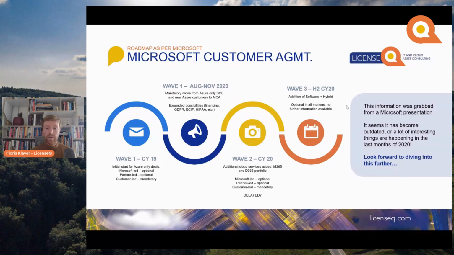This has not happened yet, with the small distinction that for the CSP model, the entire CSP model, as I said, was changed to Microsoft Customer Agreement. So basically, if you're buying through CSP, you are already on the Microsoft Customer Agreement. For Microsoft-led and self-service, this has not been included yet, and this still goes through the standard channels like an enterprise agreement or just the relevant website.